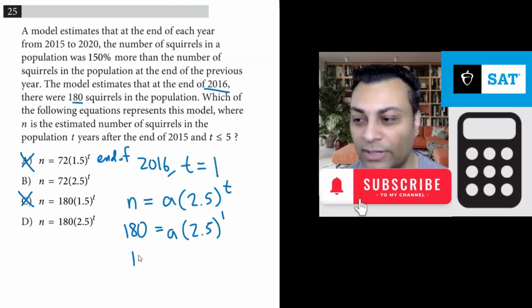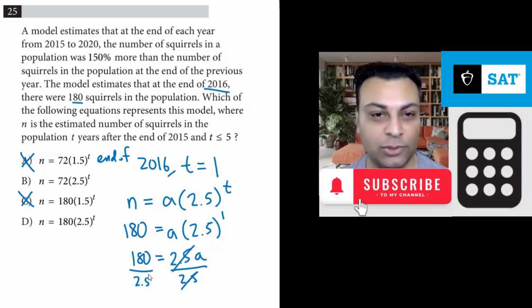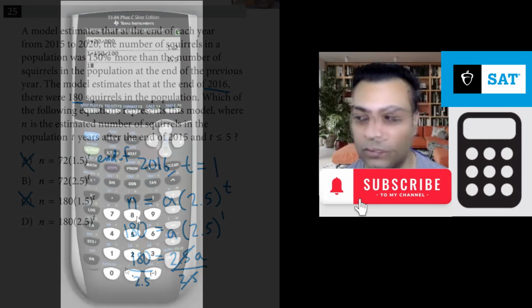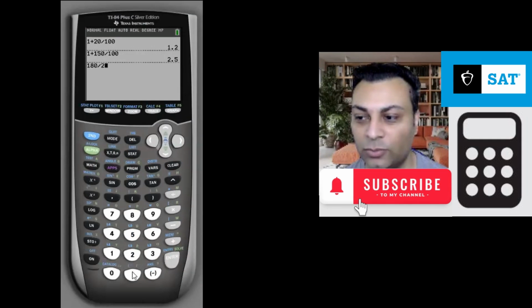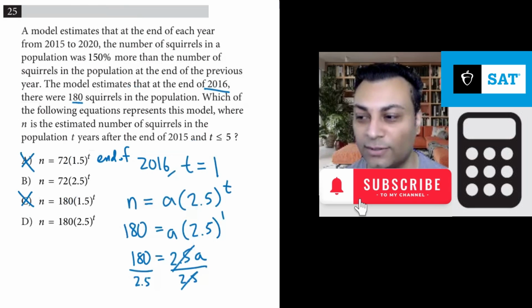If you calculate this, you get 180 equals A times 2.5 to the 1, which is 2.5. This looks clumsy, so let me rewrite this as 2.5A. Then you divide by 2.5 on both sides to solve for A. 180 divided by 2.5, let's put that in the calculator. It's 72. That means our starting number is 72. So we'll pick option B, and that's the answer.